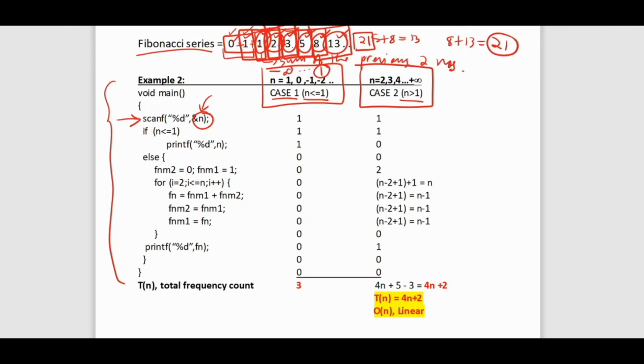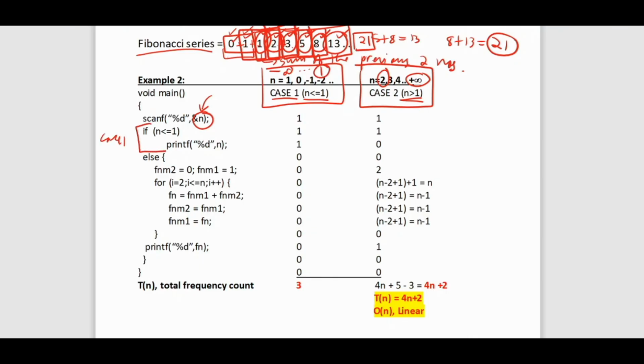For case 2, when n is greater than 1, the smallest number is 2, because it is n greater than 1. So the first smallest number would be 2, and then 3, and then 4, up to positive infinity. In the code, case 1 is this if block.